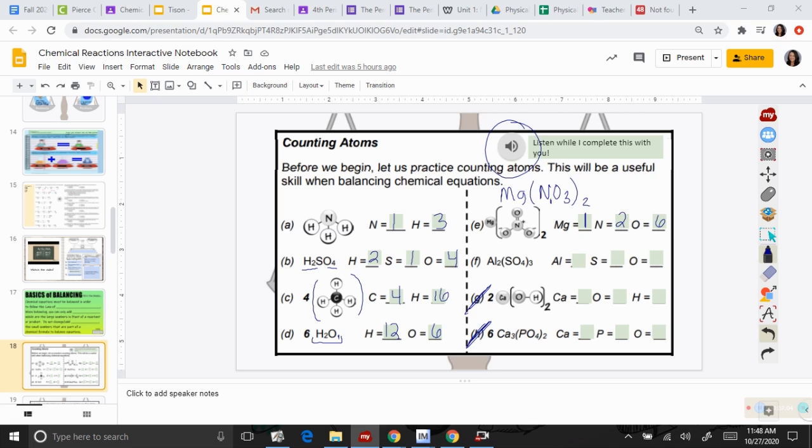Okay, so what about this one? I have 2 ALs right here. And it looks like I only have 1 S, but remember, the parentheses, there's 3 out beside it. So take your little 1, multiply it by 3. 1 times 3 is 3. 4 times 3 is 12 oxygens.